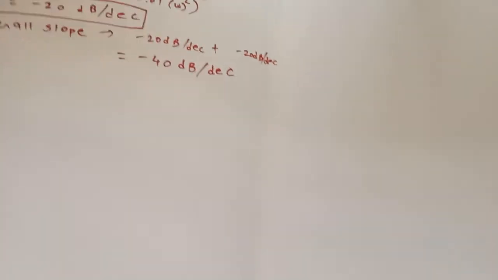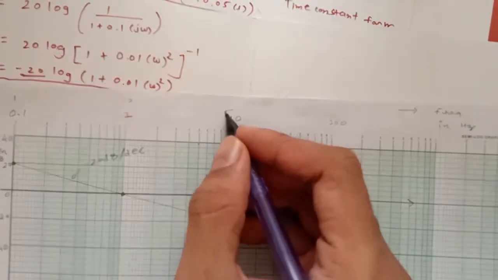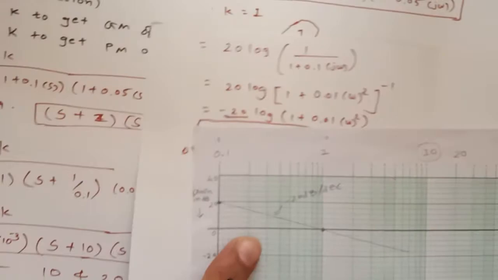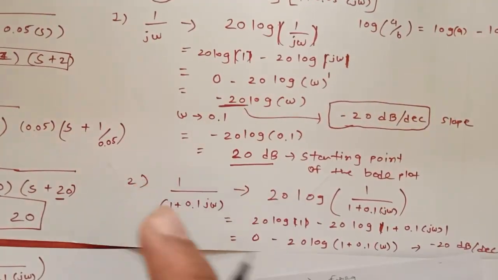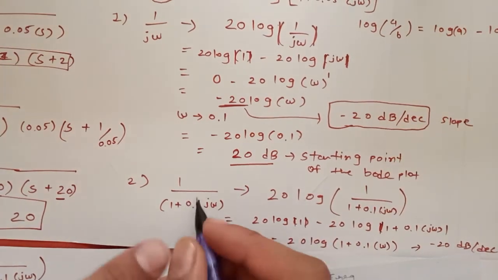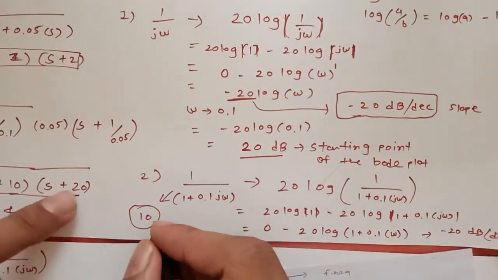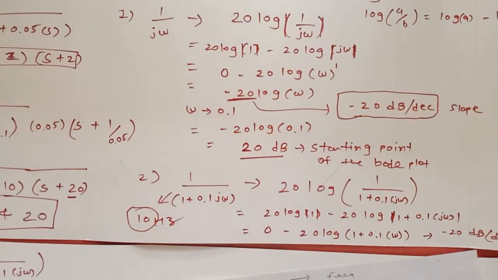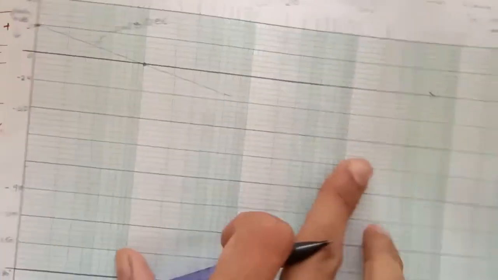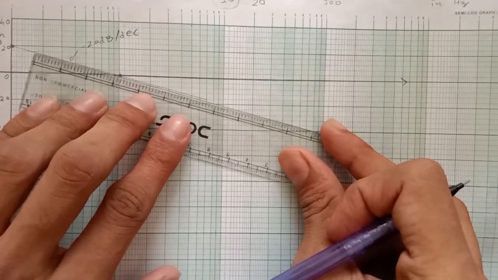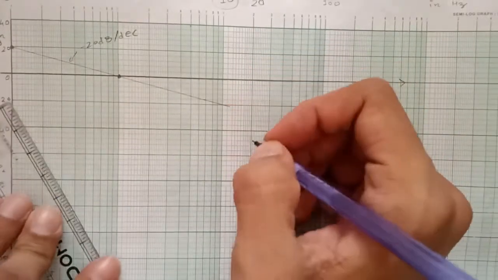Now minus 20 dB per decade from one cutoff frequency. The two cutoff frequencies that we get are 10 and 20. These are the two cutoff frequencies that we already got, and each is a simple pole. This type of equation is known as a simple pole type equation, and for this one the corner frequency is 10 hertz. So from the Bode plot, we get the 20 dB per decade slope up to this frequency.